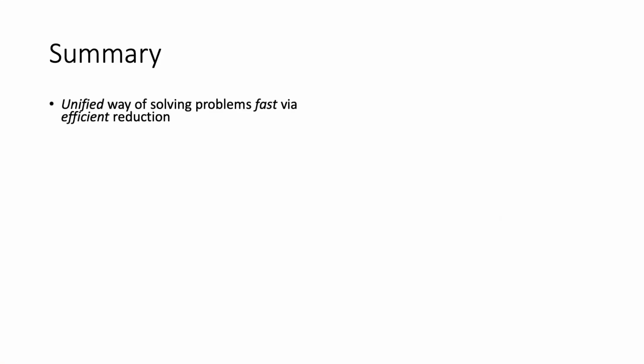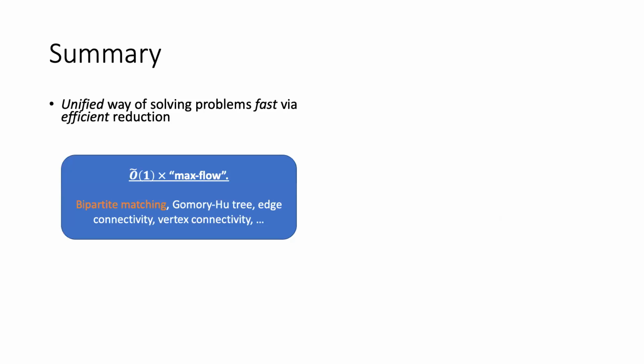So let me first very quickly summarize what we are doing in this paper. In this paper, we focused on a unified way of solving many problems fast via some efficient reduction to a known and general problem. One example of this general problem is maximum flow. We know that problems like bipartite matching, Gomory-Hu tree, edge connectivity, and so on now run in essentially max flow time, meaning that if we have a near linear time algorithm for maximum flow, then we also have a near linear time algorithm for all of these problems at the same time.